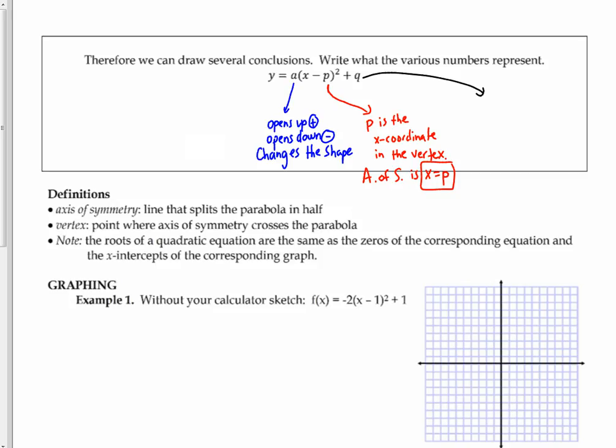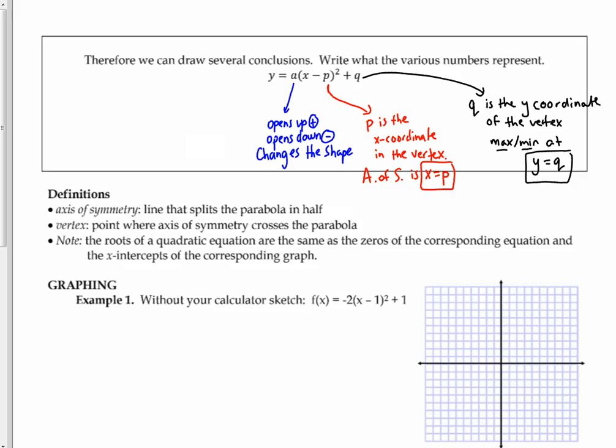Okay, so if p is the x coordinate, q is the y coordinate. It's our vertical shift, right? Moves the graph up or down. And it'll tell us our max or min. So max or min at y equals q. So the maximum or the minimum value, depending on the direction of opening.